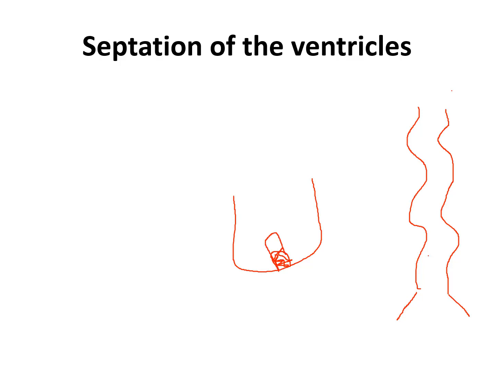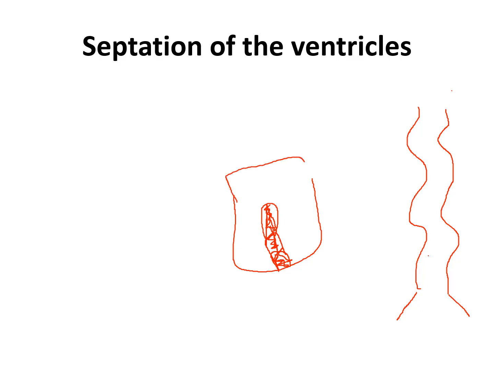I guess you know why we need a muscular septum to separate the ventricles and a membranous septum to separate the atria. Yes, because of the pressure. The pressure in the ventricles is higher than the pressure in the atria. Okay, so this is the ventricular septum and it grows up.